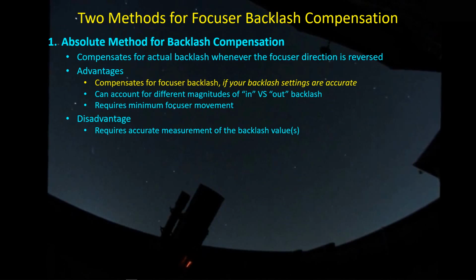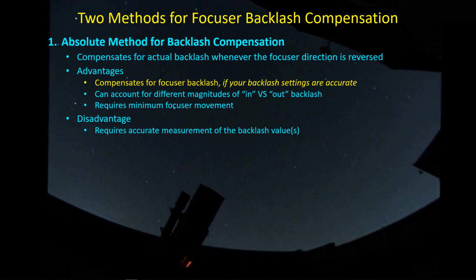The idea here is that you compensate for the actual backlash, but you've got to measure the actual backlash whenever the focuser direction is reversed. So if you're set to move in and you want to move the focuser back, then the backlash setting that you have will wind the focuser back so that the gears of the focuser and the gears of the OTA side of the focuser become just in contact, and then your commanded step is implemented in addition to that backlash compensation step.